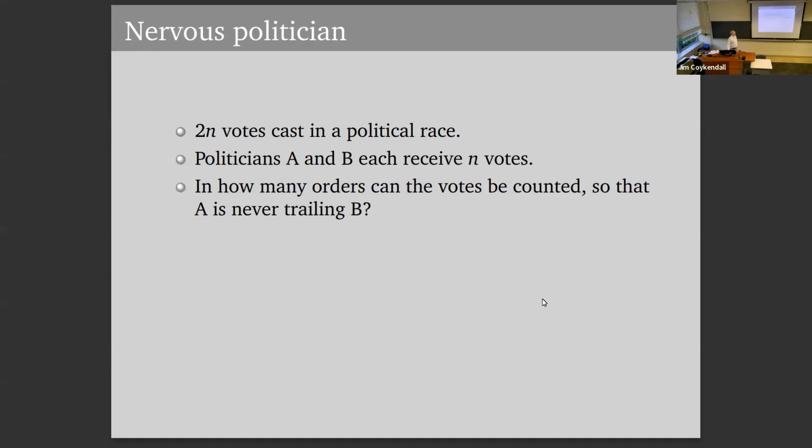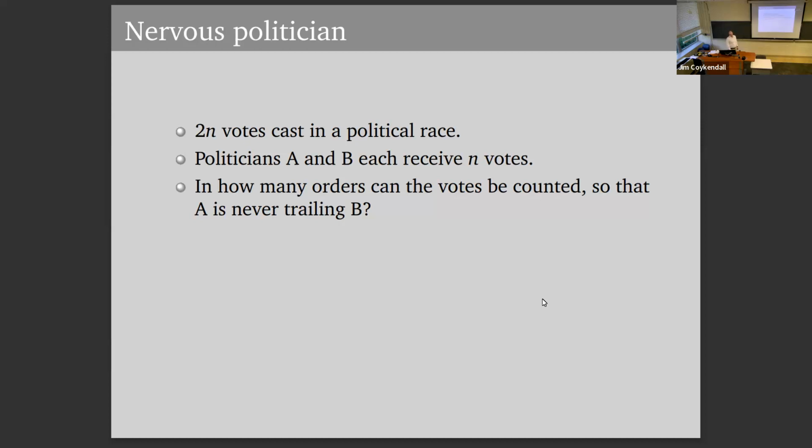Okay. I'm going to talk about what my graduate advisor Tom Roby calls the nervous politician problem. He was a student; he got his PhD under Richard Stanley at MIT.